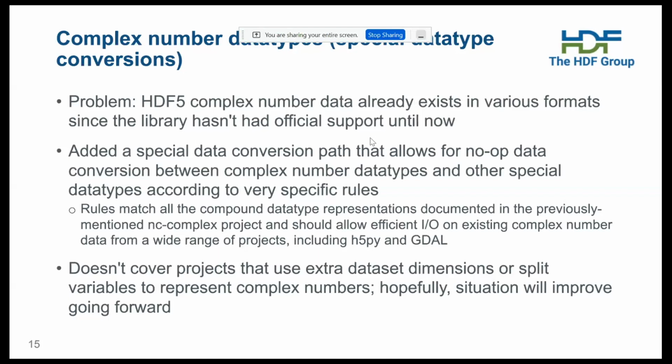So this special data conversion pathway allows for these no-op conversions, but it's according to very specific rules that I chose to try and match some of the compound data type conventions that people came up with. And hopefully this will allow people to have efficient IO on some of this existing data that was written by a lot of different projects, including h5py and GDAL. Unfortunately, the pathway doesn't really cover some of these projects that chose to use extra dataset dimensions or even different datasets to represent complex numbers. But hopefully with this first infrastructure for complex numbers in place, the situation may get better going forward.